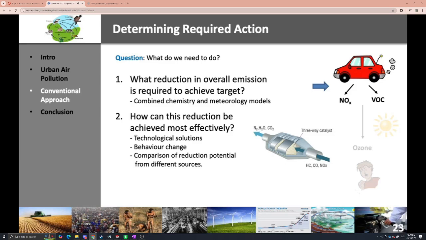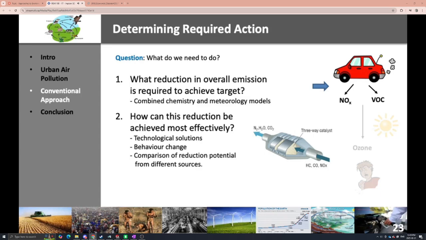Once we know how low the precursor emissions need to be, we need to figure out how we can achieve this reduction in the most economical way. It might be possible to solve the problem with a technical solution, like the catalytic converter shown on the slide, or we might have to create incentives so that people drive less. So these are a way of reducing the precursors at the source.